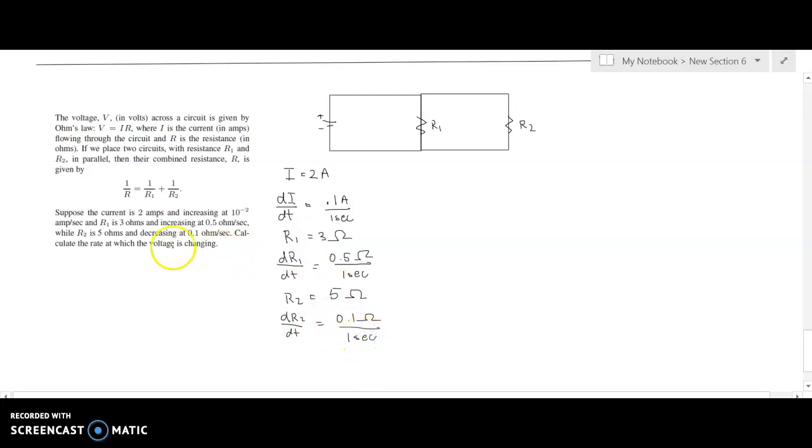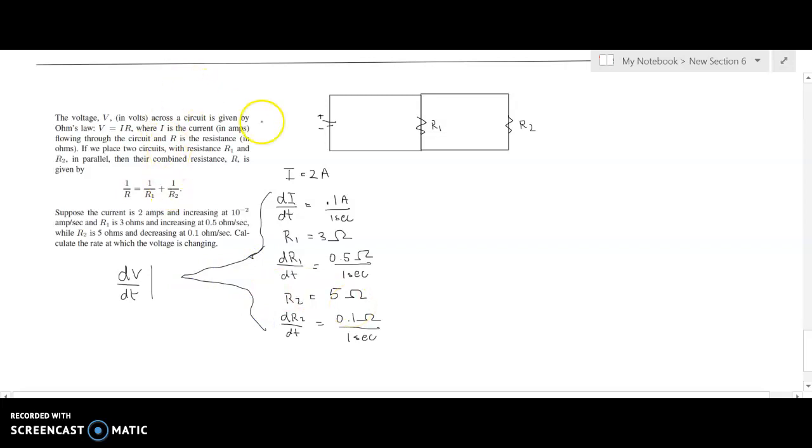What we want to do is calculate the rate at which the voltage is changing. In other words, we want to know what dV/dt is when all of these conditions hold.